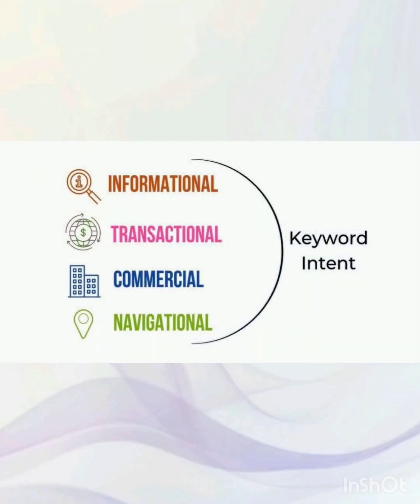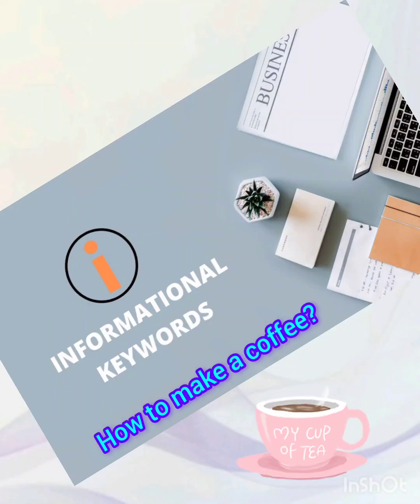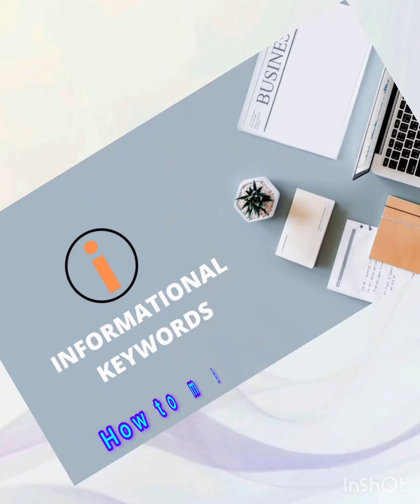So there are 4 types of keywords a user or researcher can use. The first one is informational keywords, which are a query or question. For example, how to make a coffee or tea. In that case, the researcher is looking to find the answer, looking for information. So this is called informational keywords.